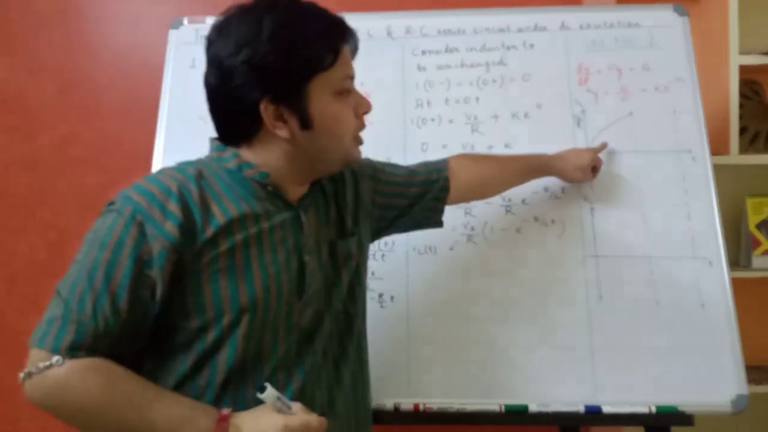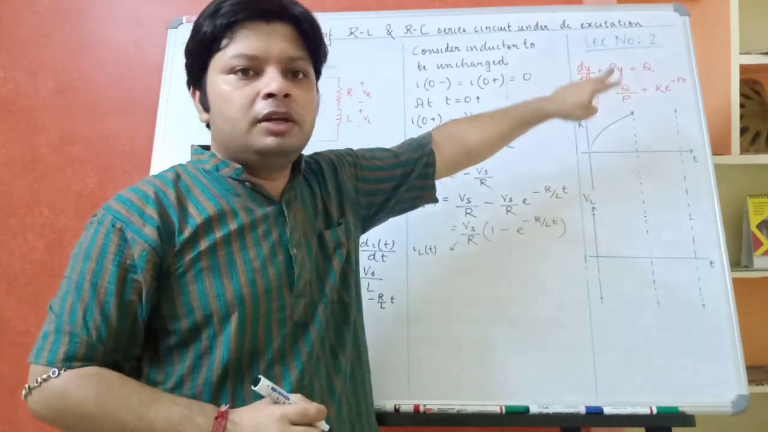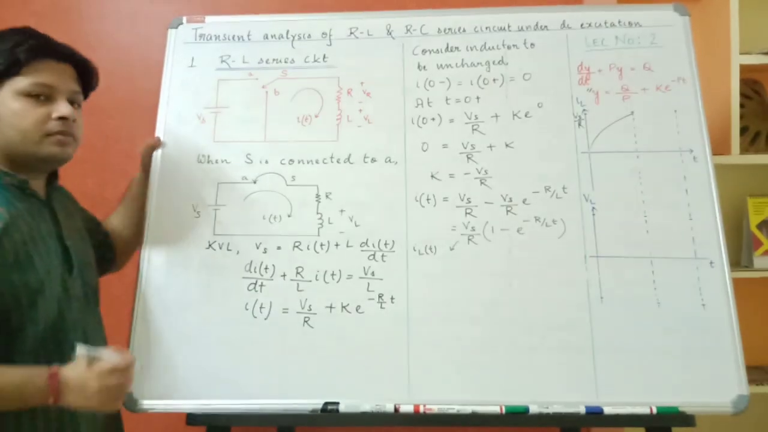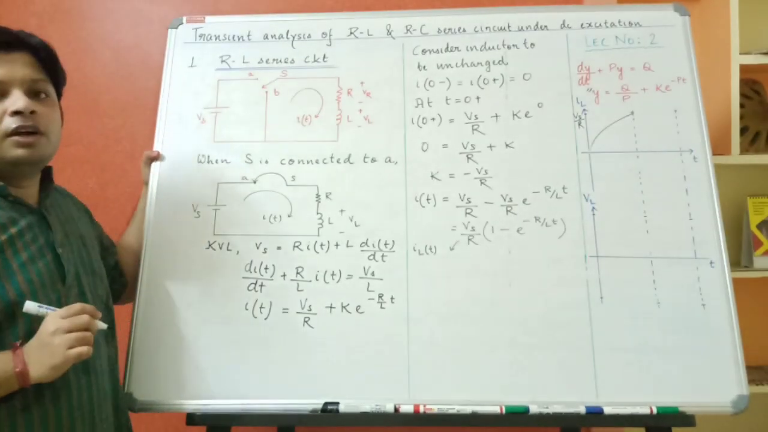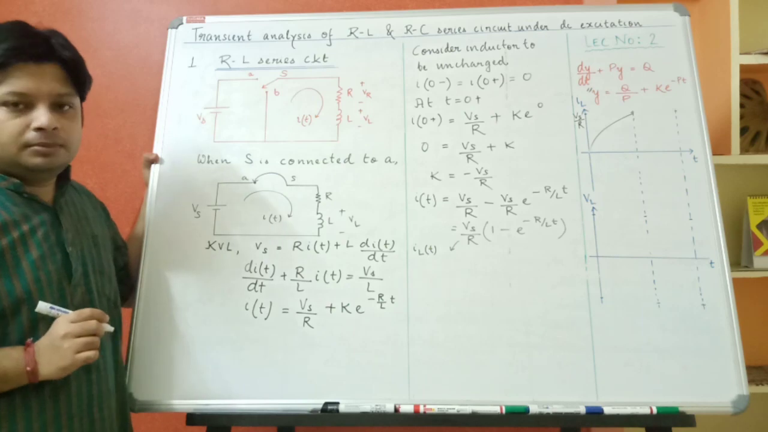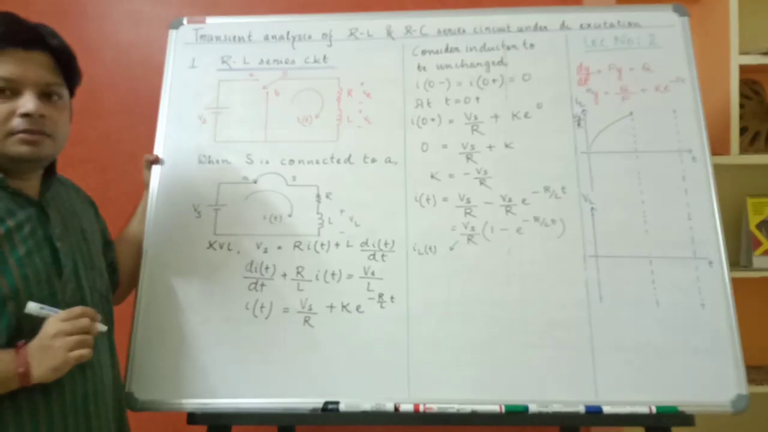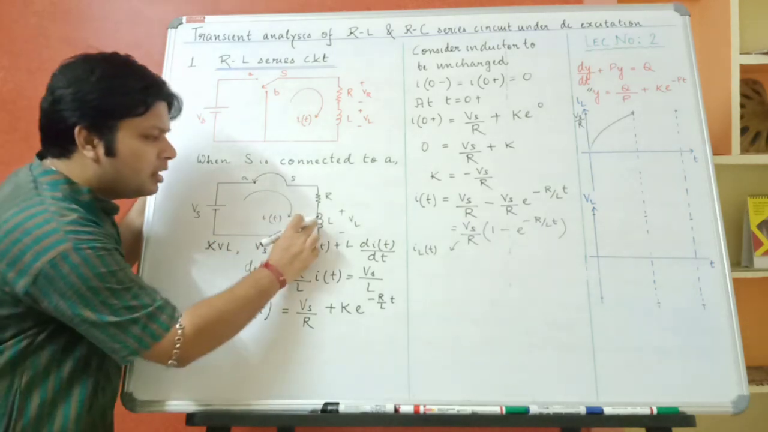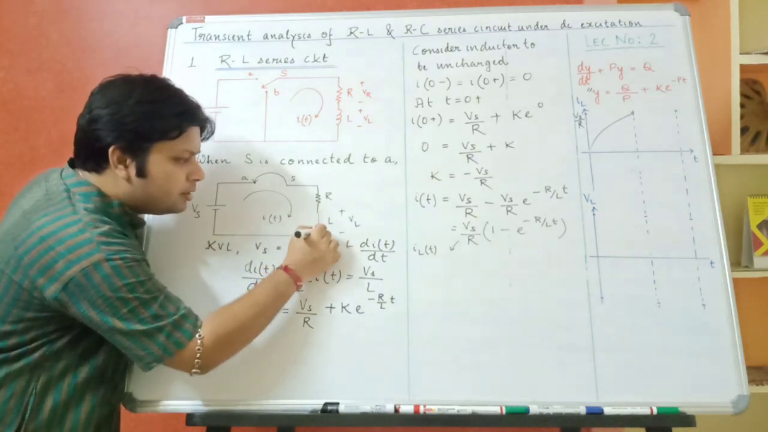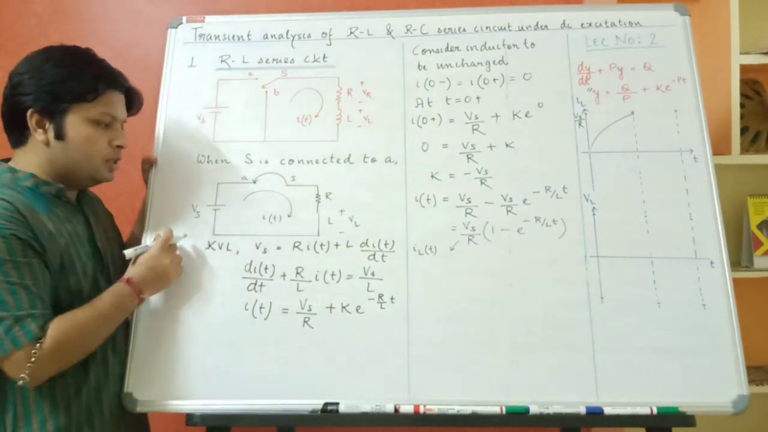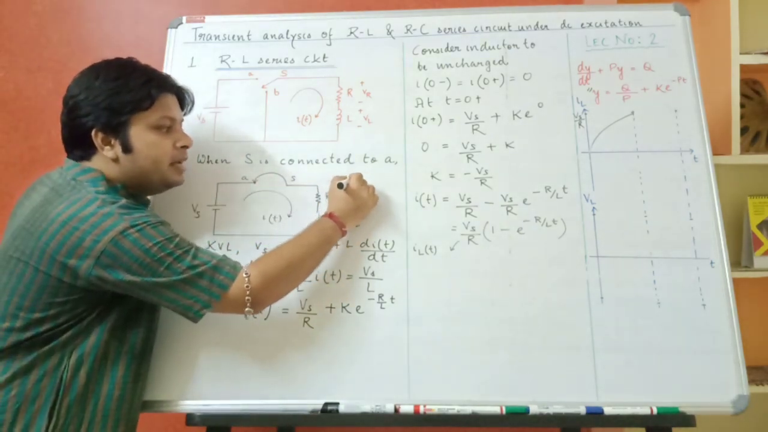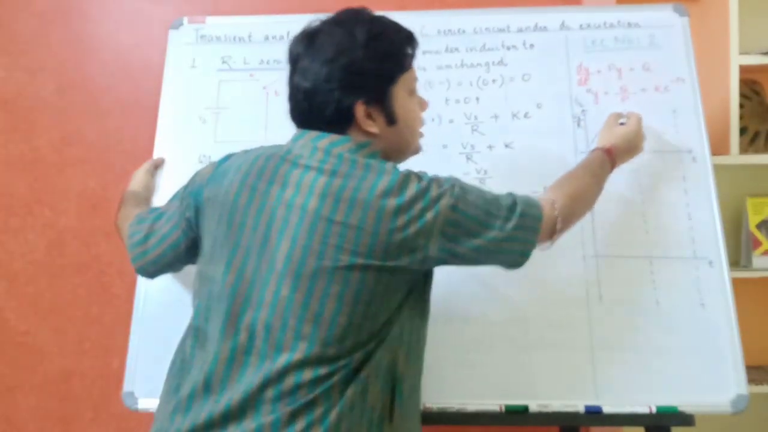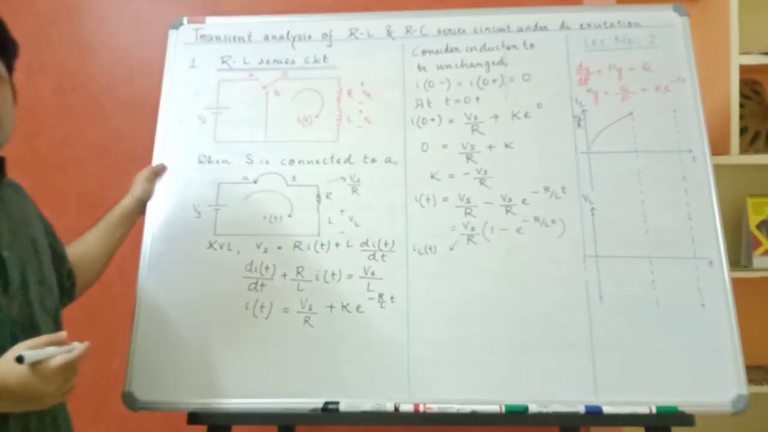So I have drawn it in exponential form, increasing. Up to which point will it increase? Vs by R. Now think about the things which we had learned when a pure inductor was connected to DC. What happens at steady state? It becomes short circuit. So when it becomes short circuit in this circuit, what is the current flowing through the circuit? It is Vs by R. That means at this point it is reaching steady state.